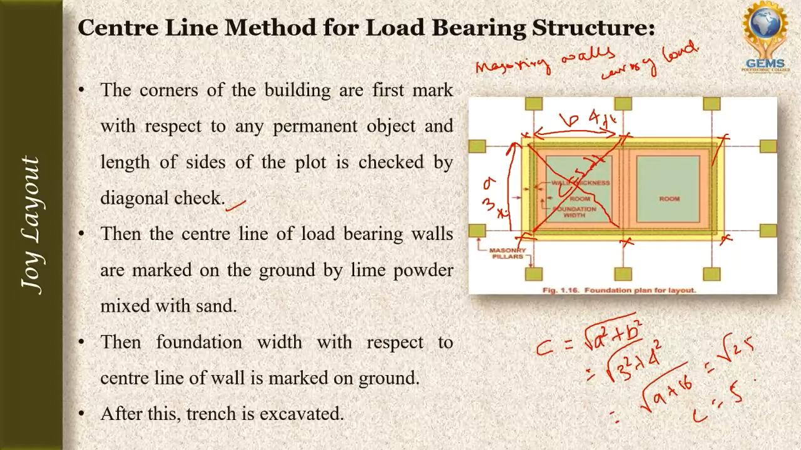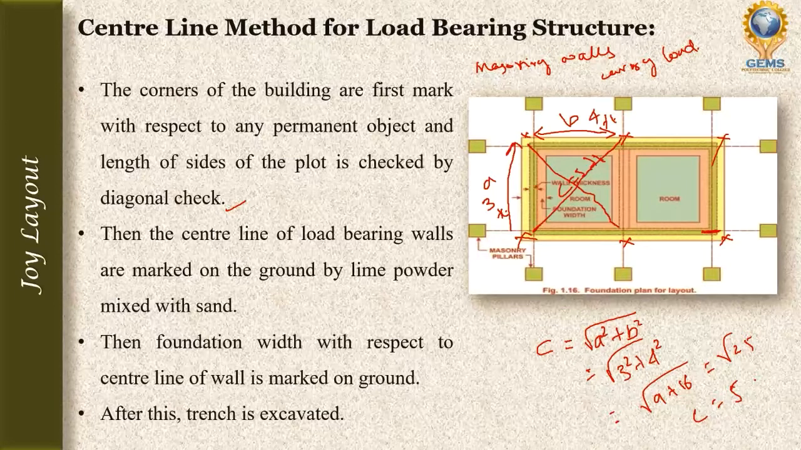Again, you have to check the plot lengthwise once. So this is how we do the diagonal check. Once it is correct, that means our marking is correct. Then we have to draw the center line of the bearing walls. That means this is the center line of the building, center line of the wall.